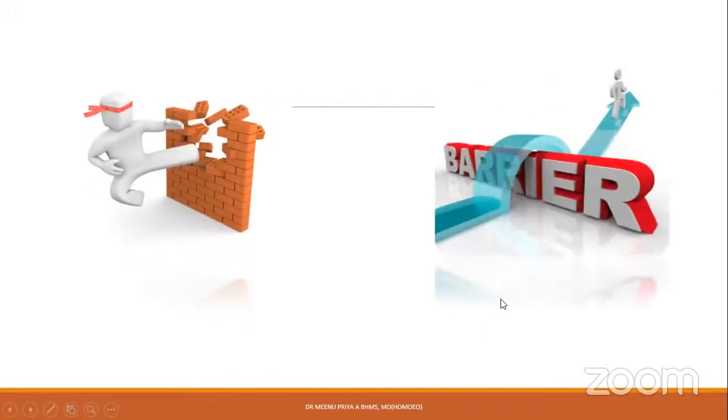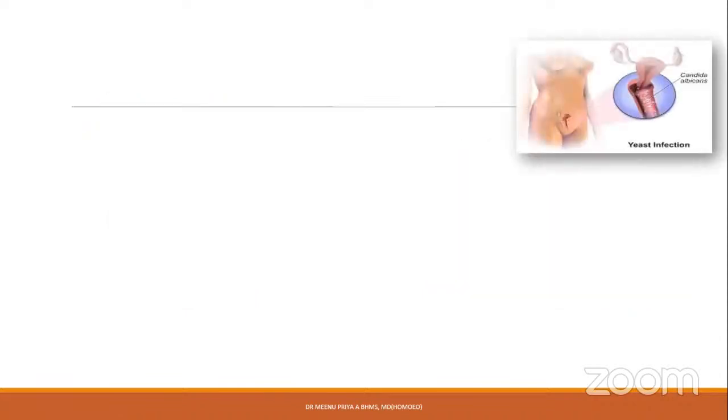Now, there is something happening. Either the barrier is broken or the barrier is surpassed, so the normal barrier mechanism fails, and that is when the infections occur. So we will see what are the common infections that occur. The common pelvic infections are many, and one by one we'll be dealing with them.